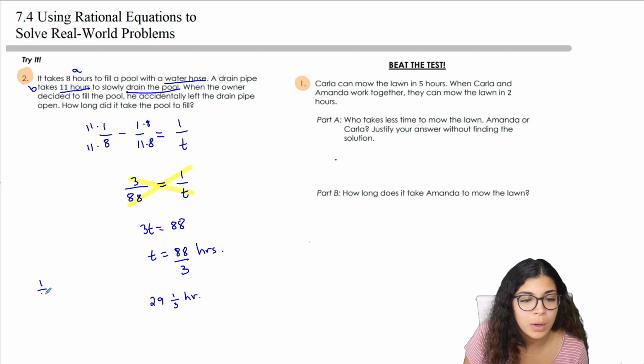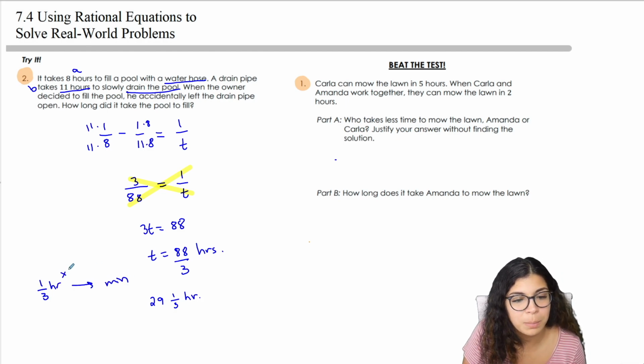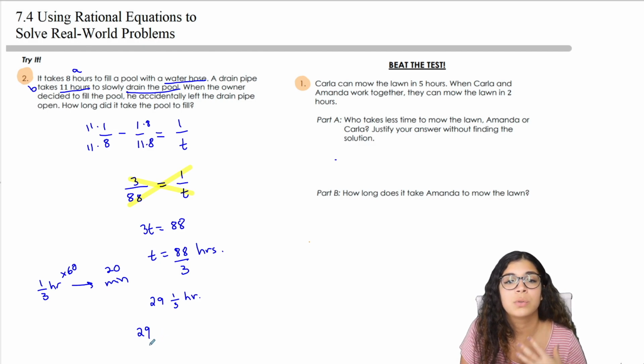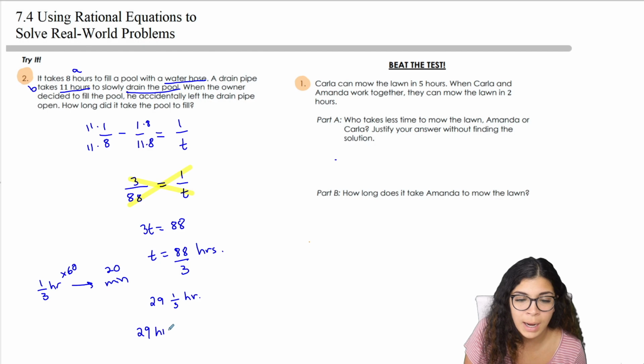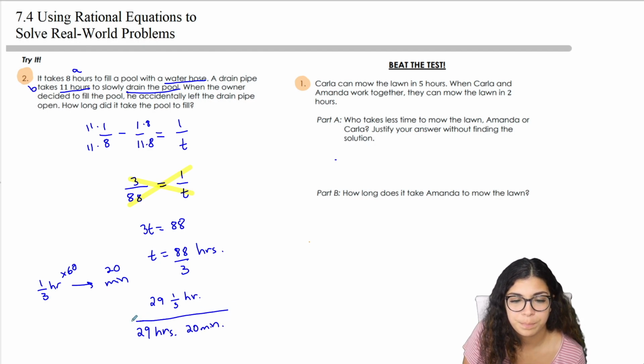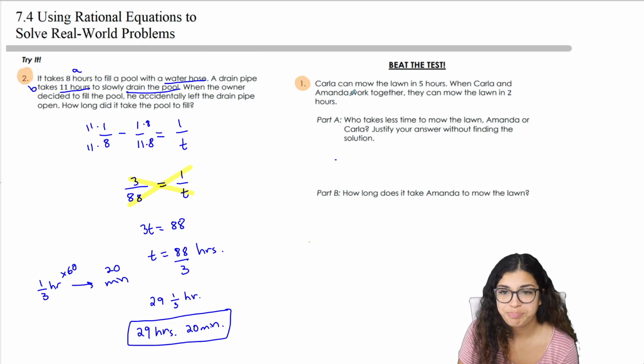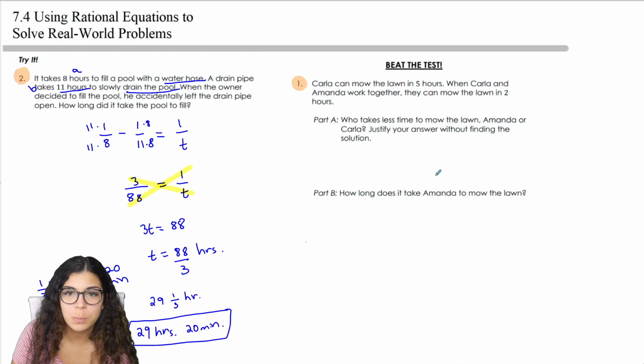Again, we take 1/3 hour and we want to change it to minutes by multiplying by 60. 1/3 times 60 would be 20. So my final answer, the time that it would take to fill the pool, is 29 hours and 20 minutes. A lot longer time. So leaving that drain pipe open costs a lot of money. All right, so let's move on to this problem.